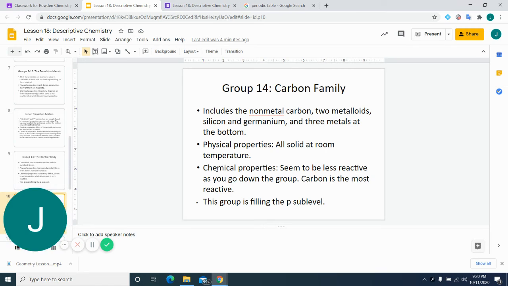Group 14, carbon family. This has one nonmetal, which is carbon, and then it has two metalloids, and then it has three metals at the bottom. They're all solid at room temperature. They're a little less reactive as you go down the group. So the one on top, carbon, is the most reactive. These are also filling up the p sublevel.